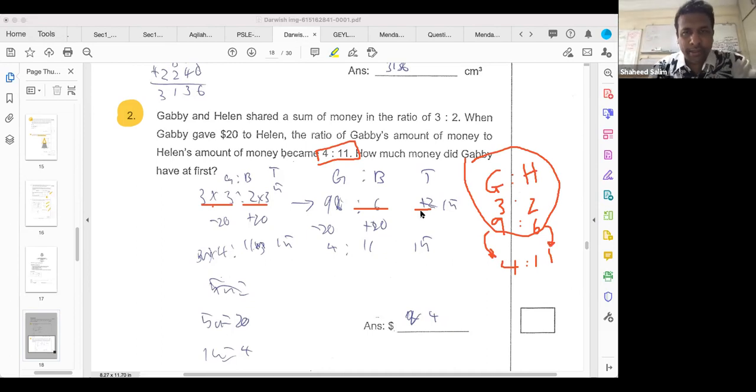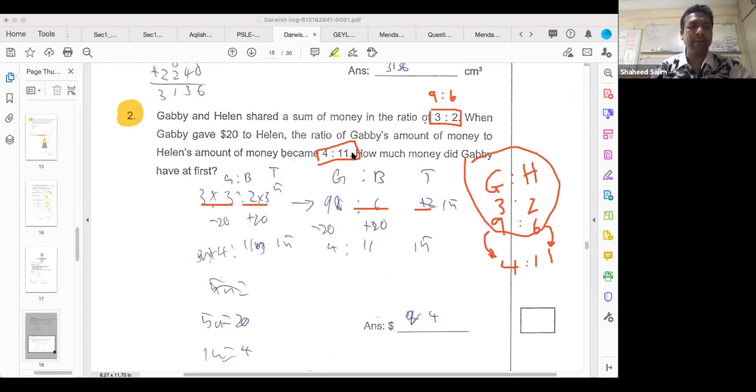I know the clue is that the total amount of money that both of them have did not change. So I look at the first ratio. First ratio, what's the total? It is 5 units. Second ratio is 15 units. Then I make this total to be 15 units. I times by 3, I get 9 is to 6. 9 plus 6 is 15. And then I can see, at first, Gabby had 9 units. Then she had 4 units. Means she lost 5 units. Who received the 5 units? Helen. 6 plus 5 gives you 11.